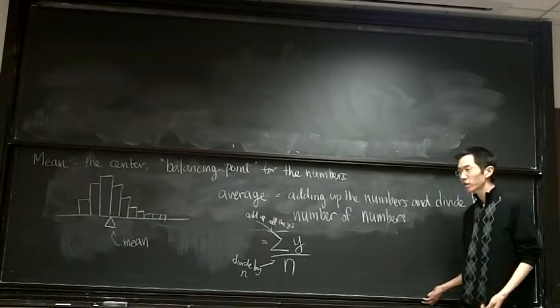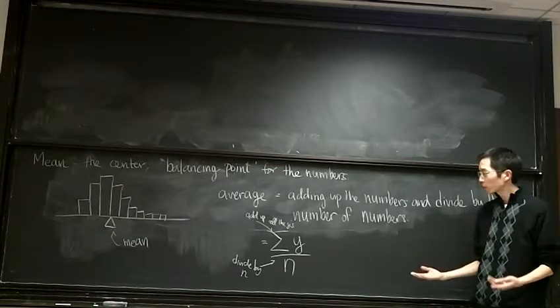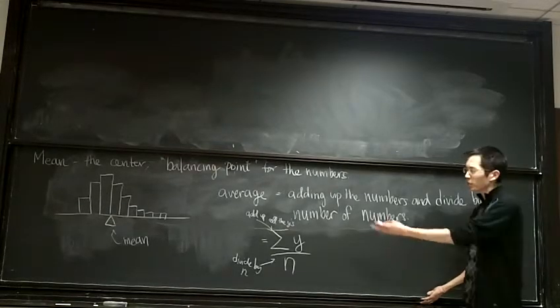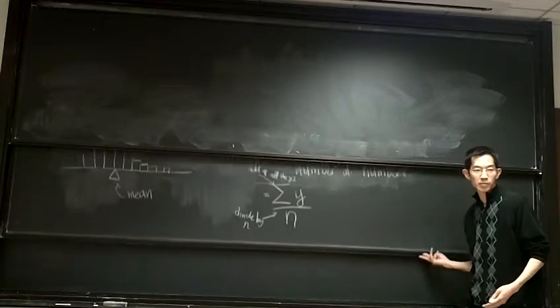So when you see a picture of a histogram or a distribution or a set of numbers, sometimes you can eyeball the center or the mean just by thinking, if I had to balance this, where would I balance it?